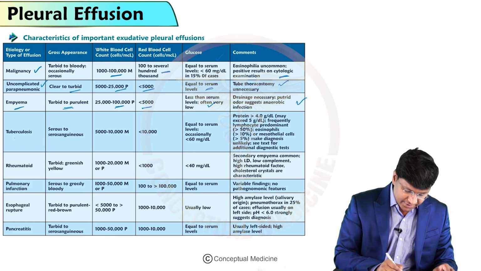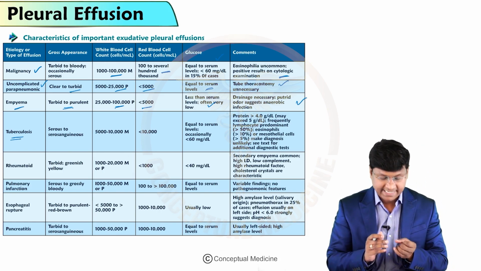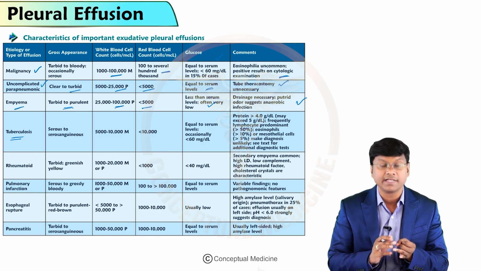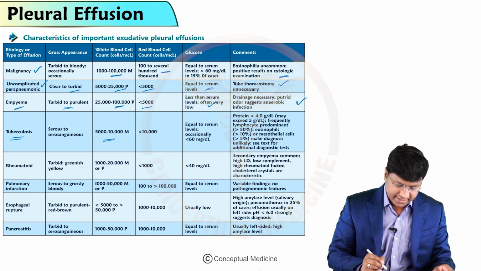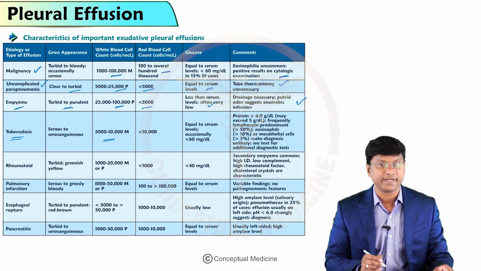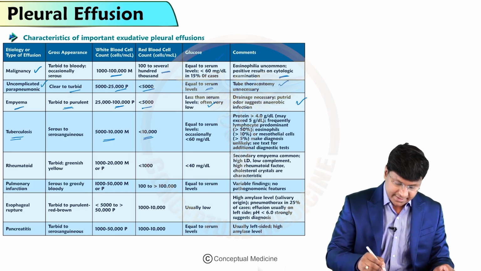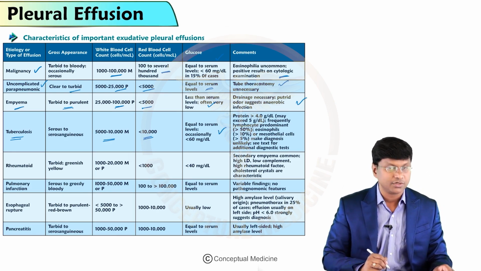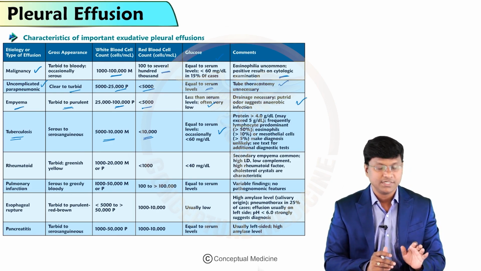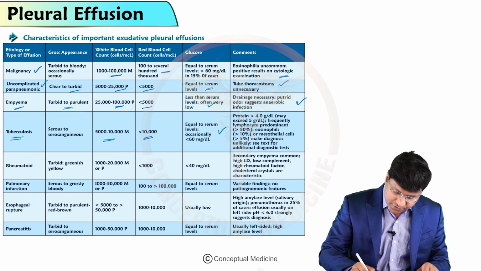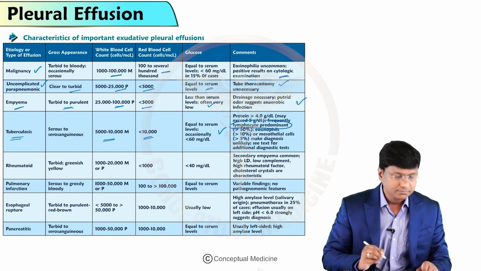Then followed by that, the tuberculosis. The gross appearance of tuberculosis is either straw-colored fluid or hemorrhagic in appearance. And the white cells are nearly around 5,000 to 10,000 cells per microliter. And RBCs will be less than 10,000 cells per microliter. And the pleural fluid glucose will be equal to that of serum glucose most of the time.